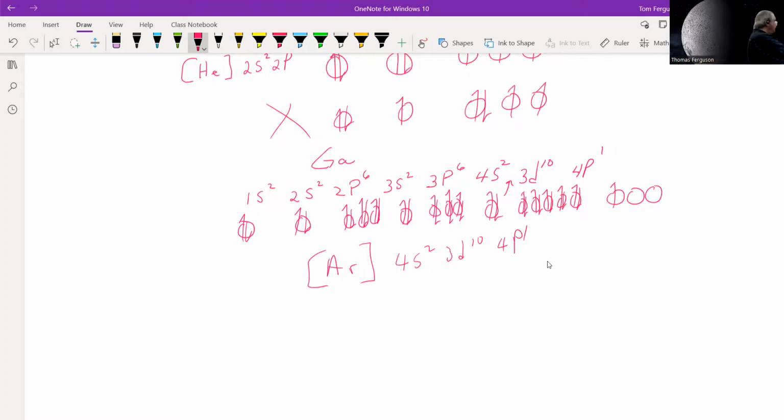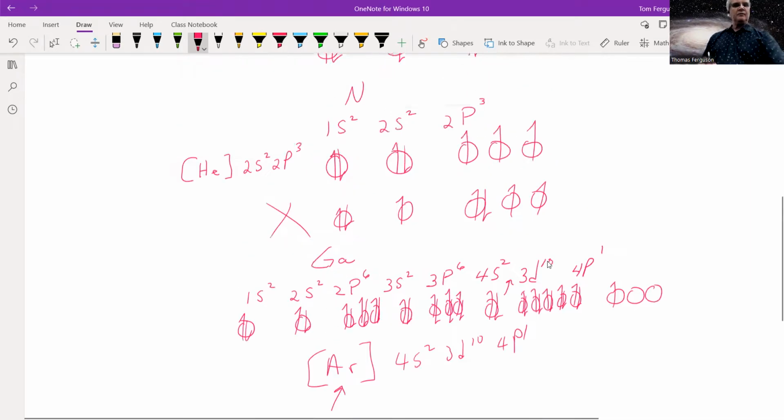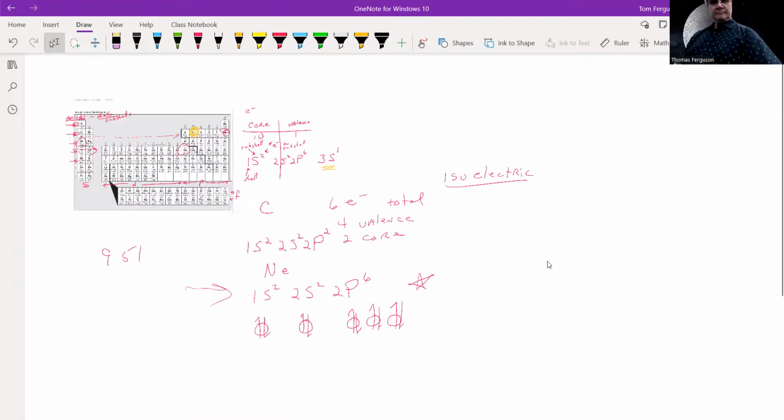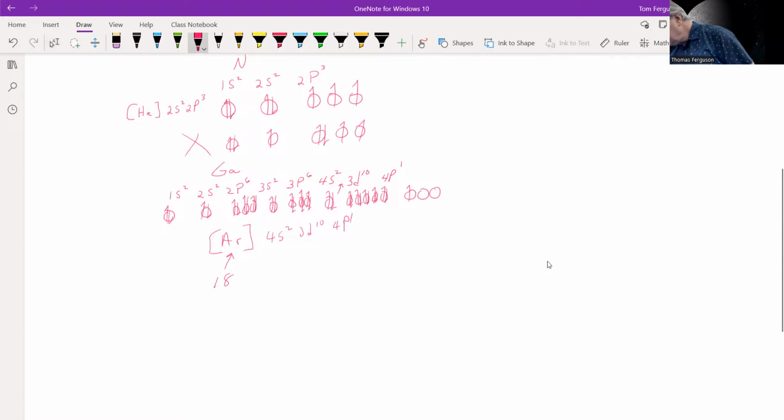So for the higher elements, it's really a time saver to represent the core electrons as a noble gas. Now you may do it either way, it's fine with me. But on a test, if I ask you, for example, how many electrons does that represent? Then you would go to the periodic table, look at the atomic number for argon, which is 18. So that represents 18 core electrons.